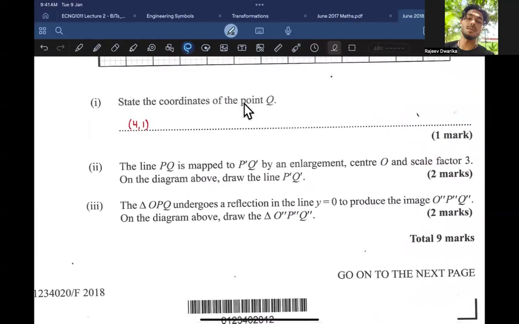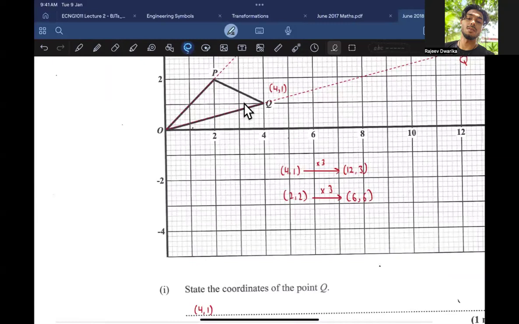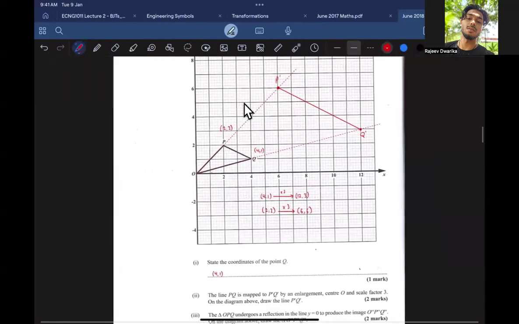Read part three for me. The triangle OPQ undergoes a reflection in the line y equals 0 to produce the image O'P'Q' on the diagram above. Draw the triangle O'P'Q'. That's not OPQ now, that's O double prime, P double prime, Q double prime. So they say that it undergoes a reflection in the line y is equal to 0. What is y is equal to 0? Is it this line over here? Is it this line?